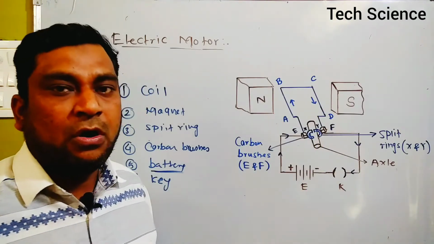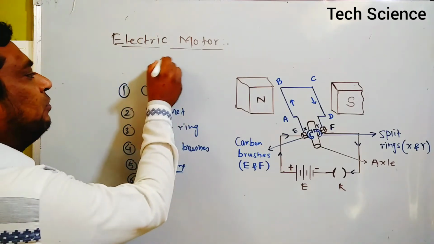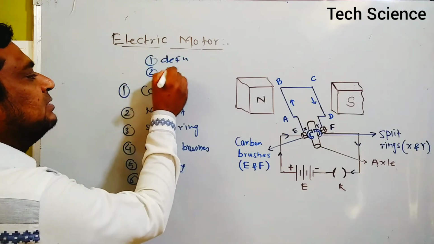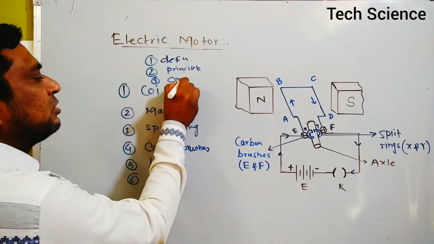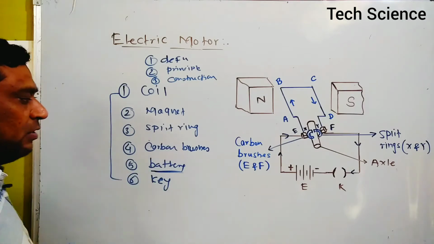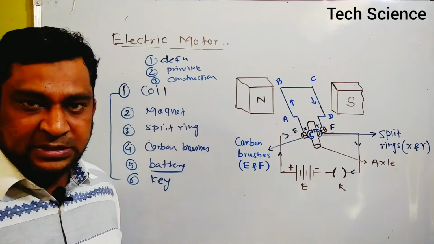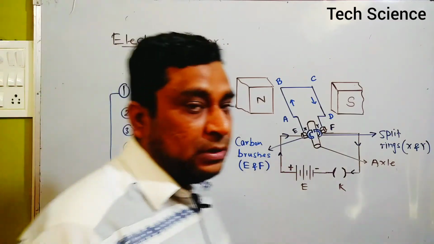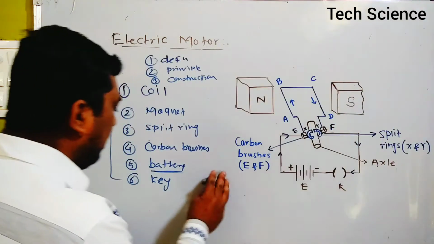On and off state. So in the construction, first of all, what did we learn? The first point is the definition. Second point is the principle, on which principle it works. Third point is called construction. In the construction, you have to write the function of all these 6 parts. Okay. Now the fourth point, now it starts for the working. The last point and the fourth point is called the working.